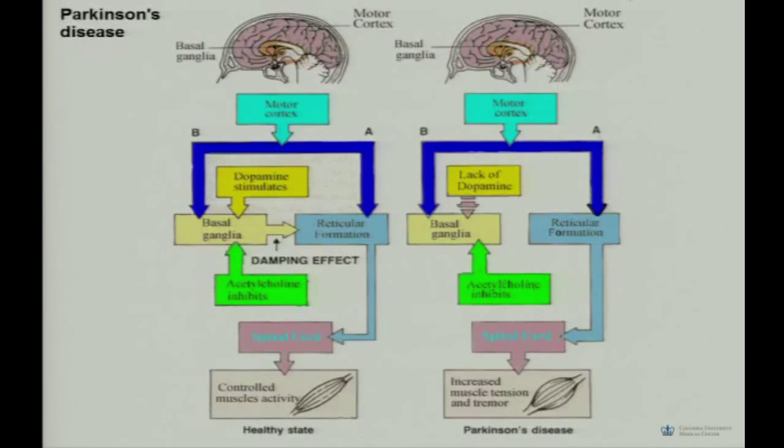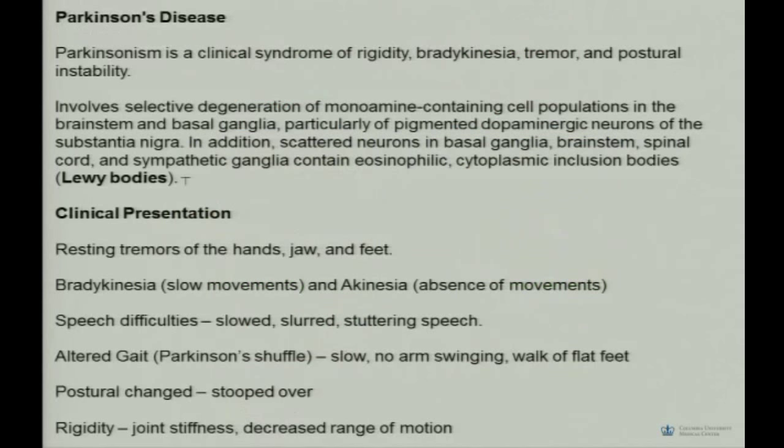Okay. So the clinical syndrome of Parkinson's includes rigidity, not dyskinesia, bradykinesia. My mistake. Bradykinesia, tremor, and postural instability. I feel like I've seen it referred to as dyskinesia, but it's bradykinesia. And it's a degeneration of the dopaminergic cells in that basal ganglia.